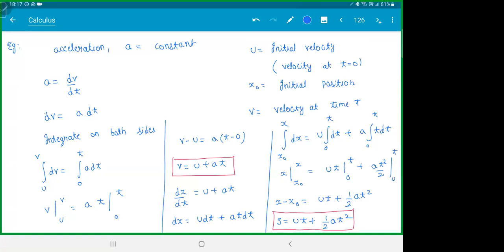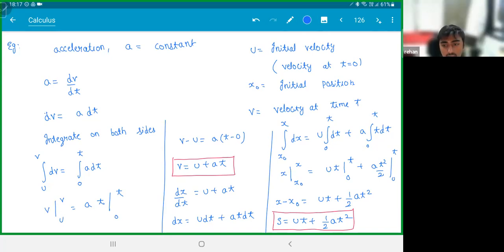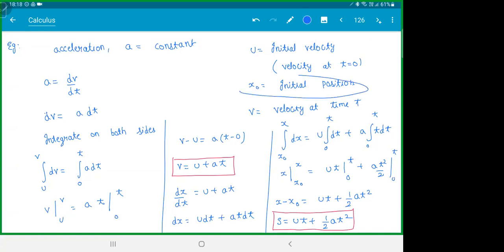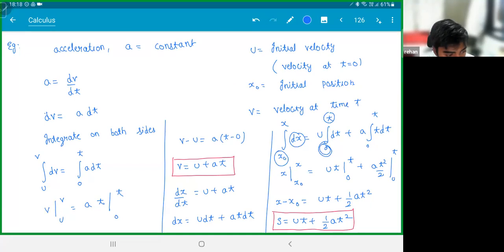Have a look at this, how we did this. Sir, can you explain the x naught part again? x naught is the initial position. So when time is 0, your x coordinate is x naught. Right? That is the meaning. When you say time limits 0 to t, meaning when time is 0, what is your x? x naught. Yes, I understood.